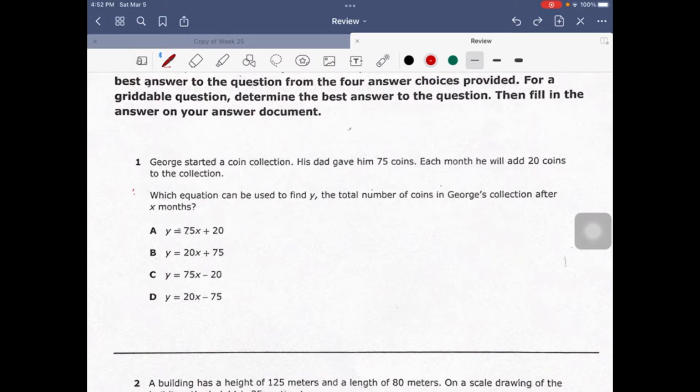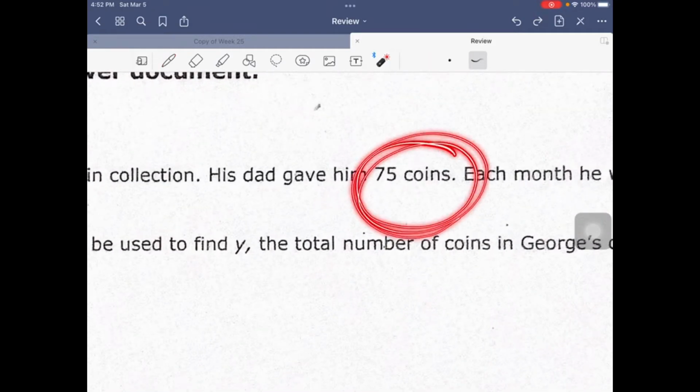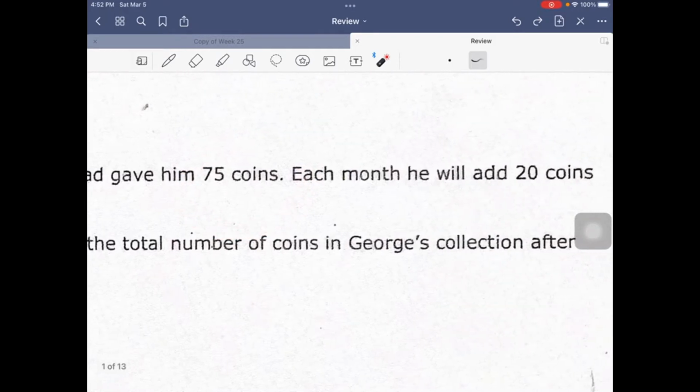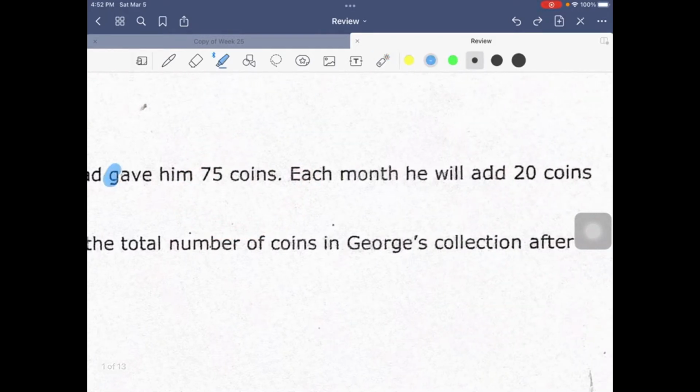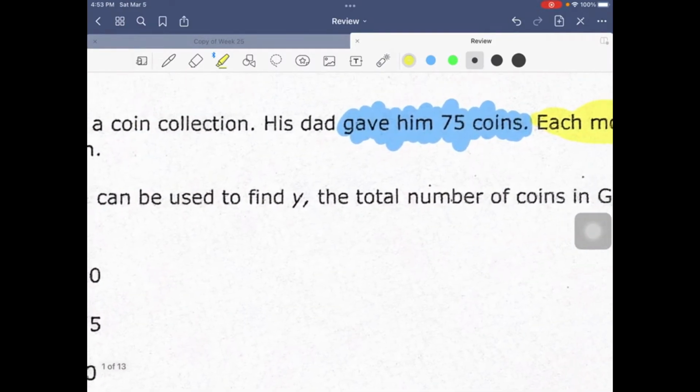Now, number 1, George started a coin collection. His dad gave him 75 coins. Le dio 75 monedas. Let me just highlight very quickly, gave him 75 coins. Each month, he will add 20 coins. Ahora, which equation can be used to find y?